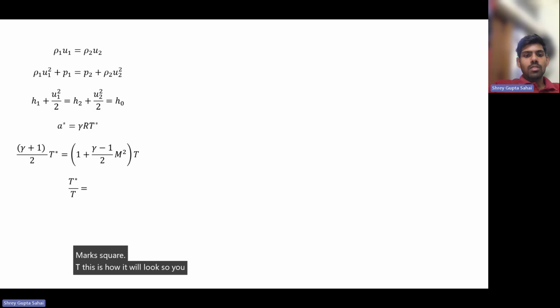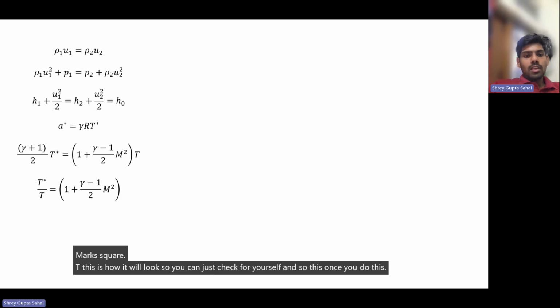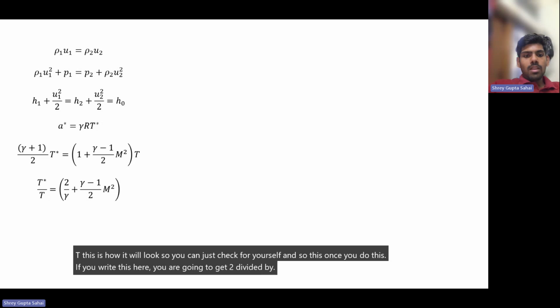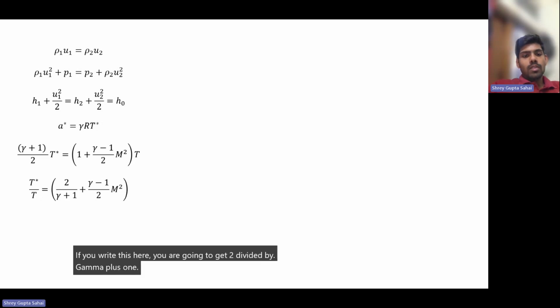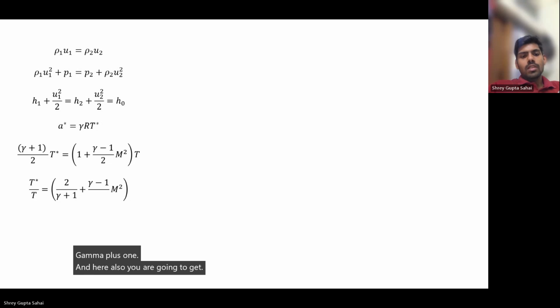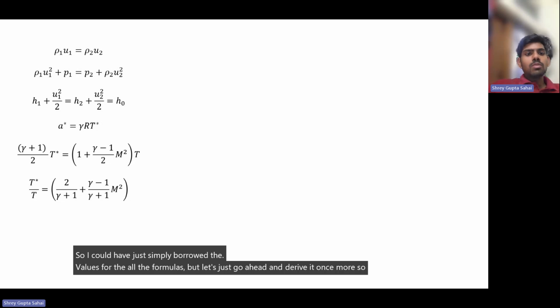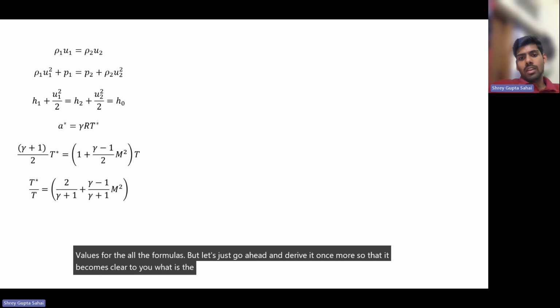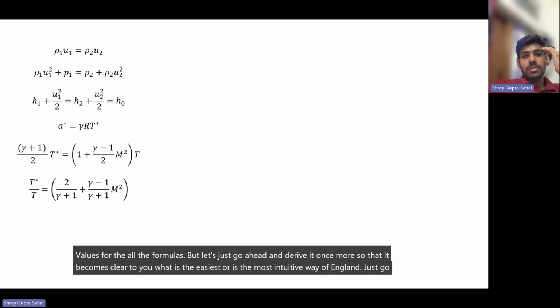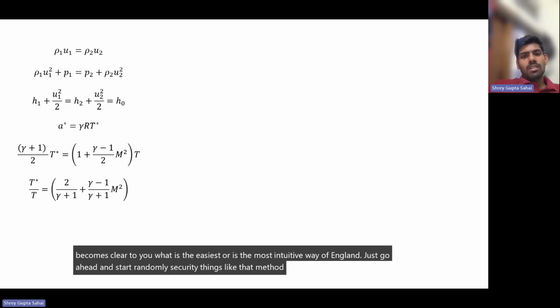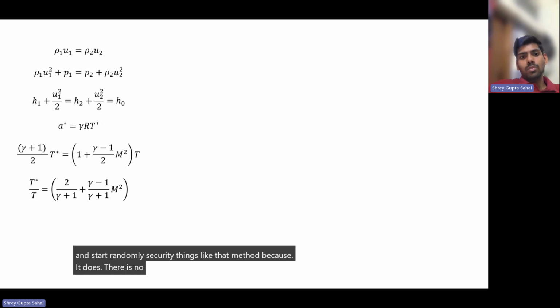You can just check for yourself. Once you do this, you are going to get 2 divided by gamma plus 1, and here also. I could have simply borrowed the values from the other formulas, but let's go ahead and derive it once more so that it becomes clear what is the most intuitive way. We could start randomly splitting things, but I don't like that method because there is no clear path for how to go about the derivation.